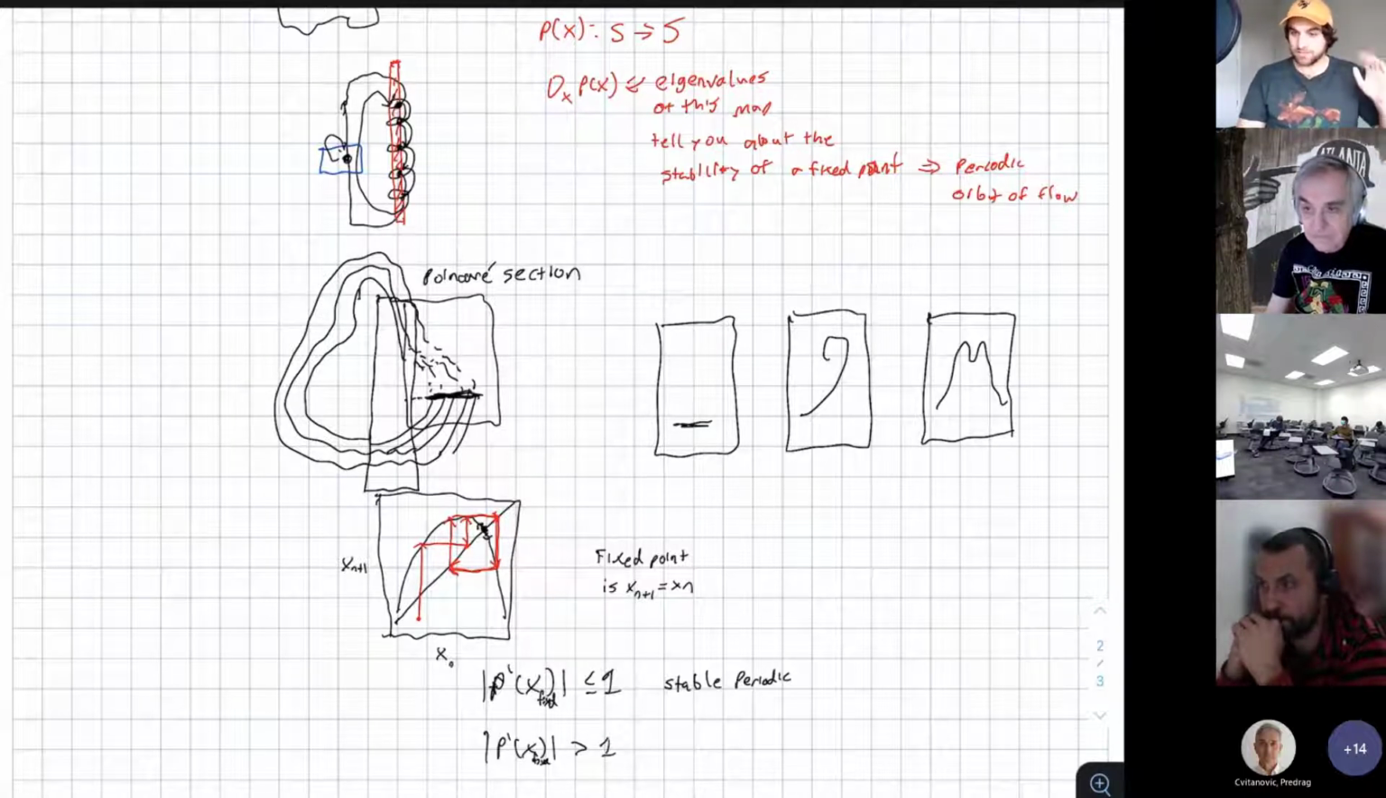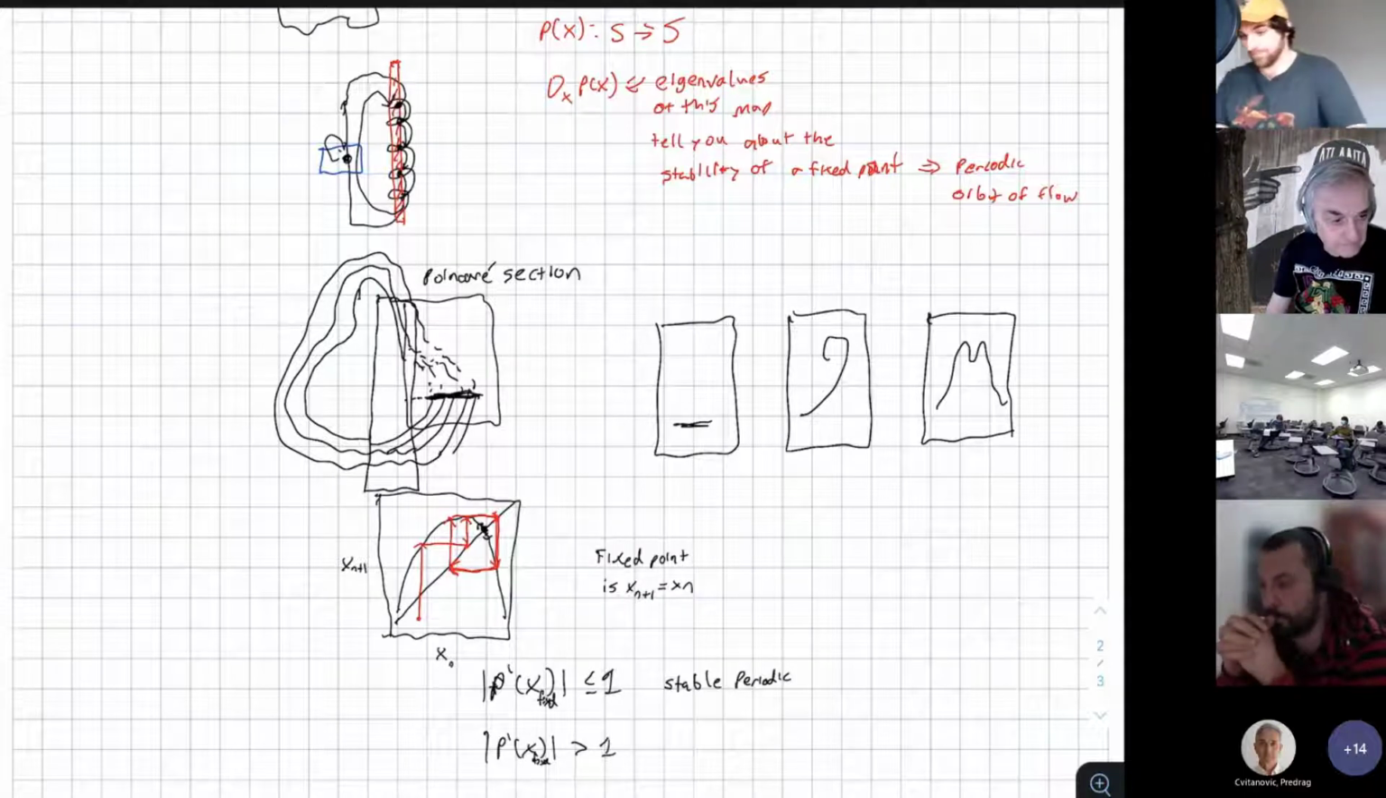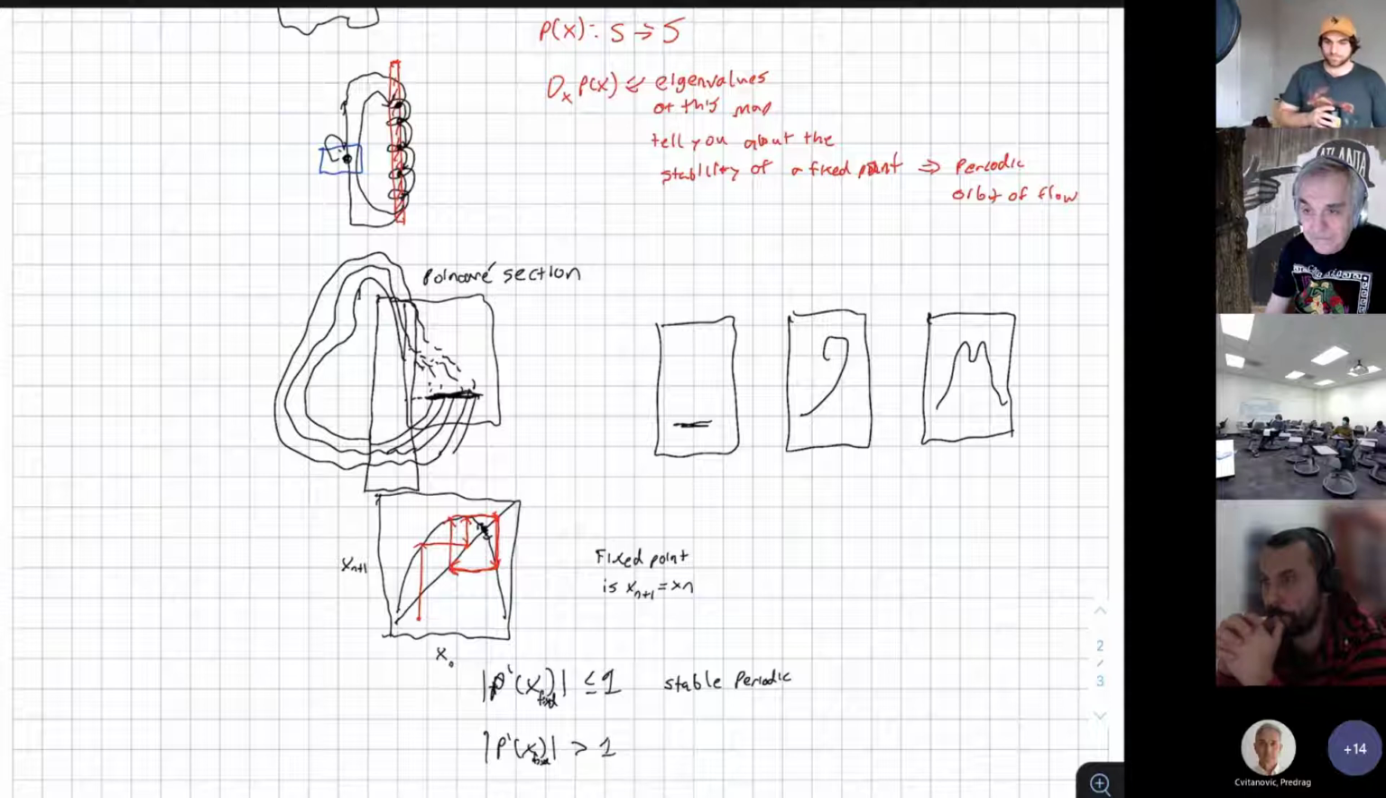I guess what I'm getting at, and it wasn't clear at all what I was getting at: are these Poincaré sections always codimension 1? Because if you have a high dimensional system, does it make sense to make a Poincaré section of a Poincaré section, for instance? Oh, I see what you're saying.